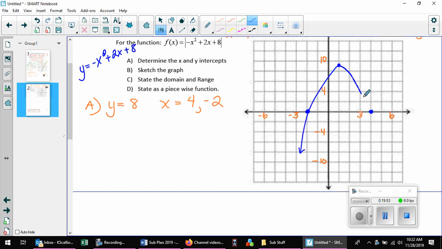And this one will be a nice smooth curve. I can get it to my points. So this one is my y equals negative x squared plus 2x plus 8. So this is my helper graph, right? You guys with me? Yes?